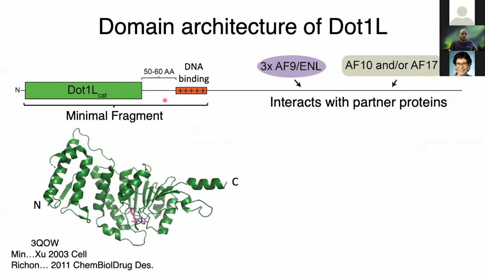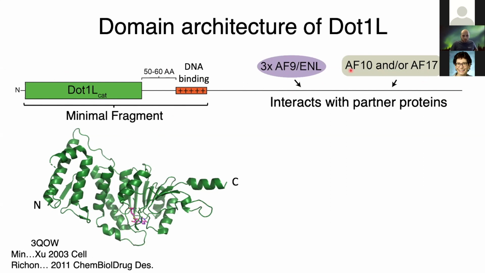So as I mentioned, the protein that is responsible for methylating histone H3K79 in the nucleosome is called Dot1L. And Dot1L itself is a very long protein with an N-terminal catalytic domain and a positively charged DNA binding sequence that just has a bunch of lysines and arginines. This combination of Dot1L catalytic domain and the DNA binding region constitutes a minimal fragment that is required for activity on nucleosomes. C-terminal to this minimal fragment, Dot1L has landing pads for various interaction partners, and these interaction partners are responsible for recruiting Dot1L to different genomic loci in the cell.